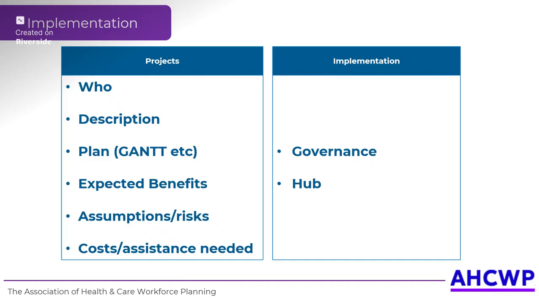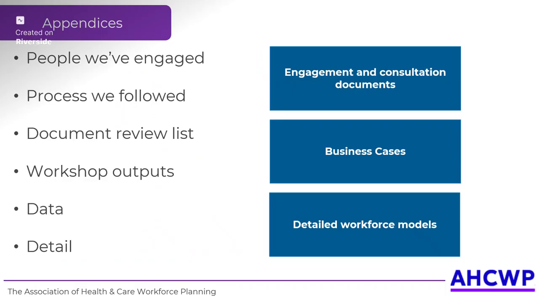We can also mention if you're introducing a hub, which we will talk about in another session. But hubs are a great way of bringing the governance together. Finally, I think pretty much the appendices. You can have quite large documents if you want, and some people like large documents. What we tend to include are things like the people we've engaged, the process we followed. We might provide a complete list of all the documents reviewed with the links to those documents.